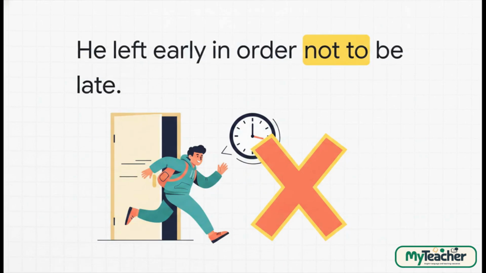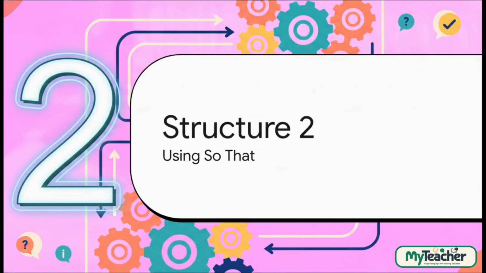Now, what if we want to give a negative reason, like why you don't want something to happen? You just add the word not. For example, he left early in order not to be late. Notice how you put the not right before the to. Simple, right? Moving right along to structure 2, using so that.